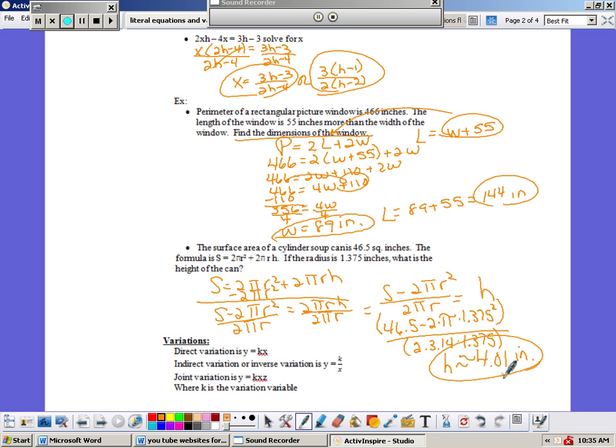Okay, the next thing we're going to do is variations. Variations are 3 types that we're going to be working with, and then those 3 types can be combined. We have a direct variation, and the formula is y equals kx, where k is the variation variable. An indirect variation, or sometimes it's called an inverse variation, is y equals k over x, since the inverse, x, is on the bottom as its reciprocal. And a joint variation is y equals kxz, where we have a direct variation with more than one condition. Okay, so let's start talking about variations.